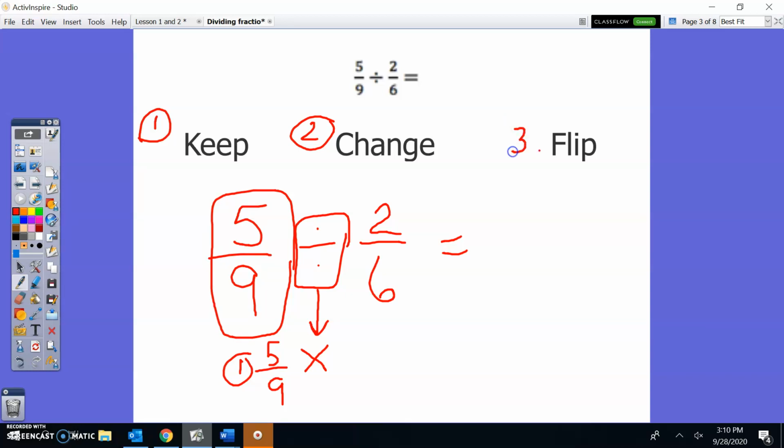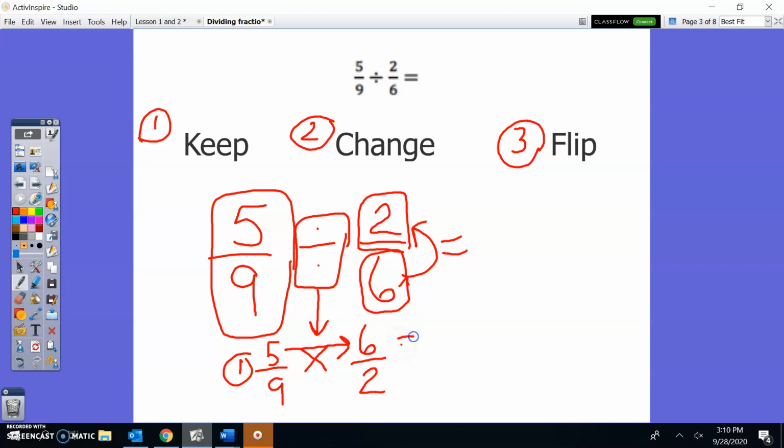My last step is to flip the fraction. So I take my denominator and flip it with my numerator. That becomes 6/2. It should always be an improper fraction when you flip it. So keep, change, and flip. Now I'm just going to multiply these two fractions like I normally would, straight across: 5 times 6 equals 30 over 9 times 2, which is 18.